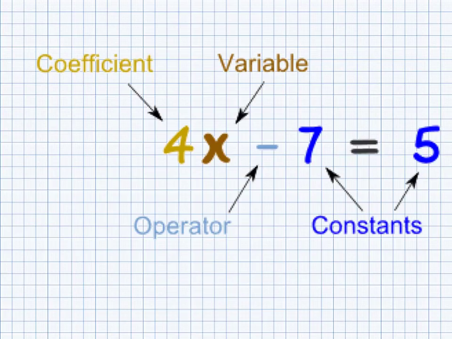And just to identify all the pieces of this, the coefficient is the number before a variable. The operator is the plus or minus sign. And constants are just plain old numbers. That's a 7 and that's the 5. So this is what makes up the standard form.